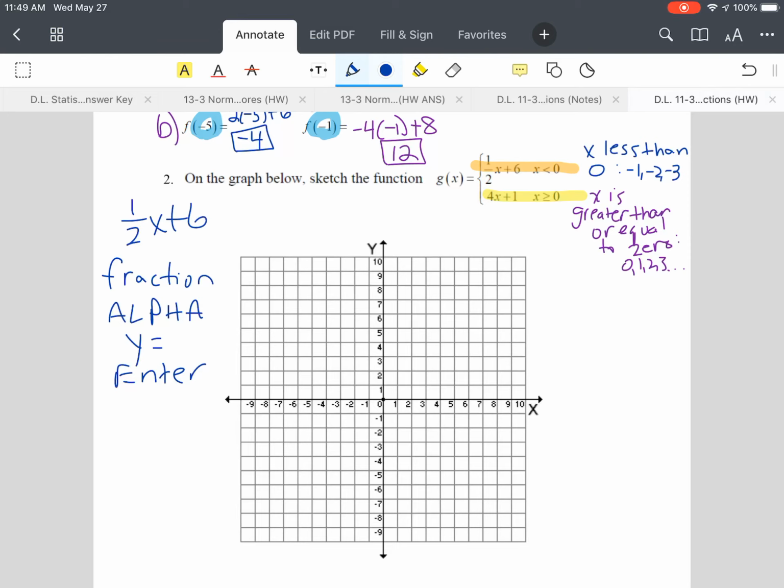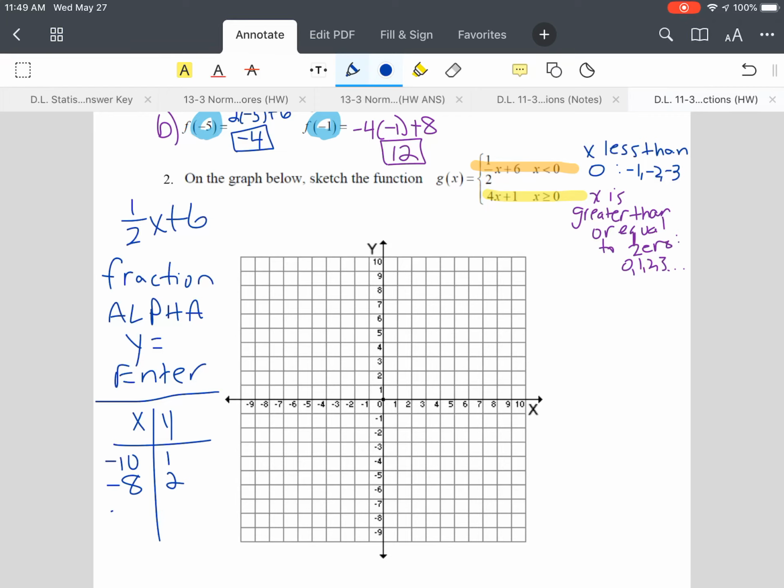To see the table, it is second graph. Second graph brings me to the table. And remember, I only want to graph things that are less than 0. So I'm going to scroll back, all the way back to -10, and -10 is 1. I don't want to graph hard points. I don't want to graph -9, 3 over 2, because that's a little confusing. So the next number I'm going to graph is -8, 2.